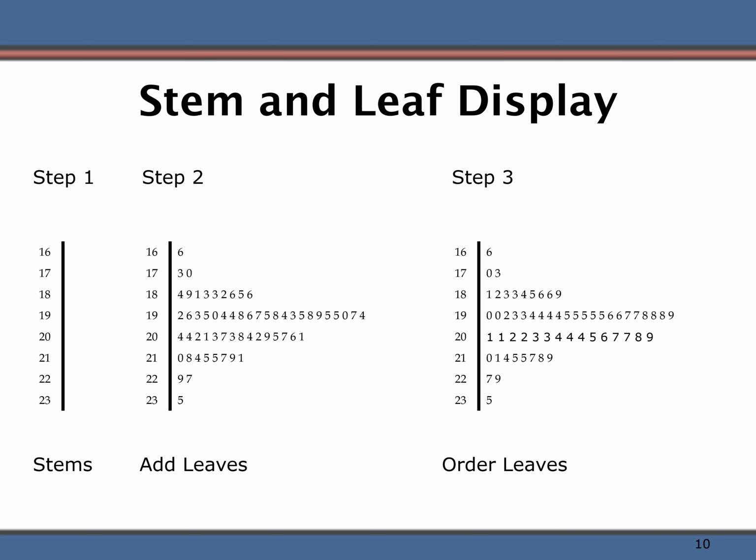We decide on the stems and write the stems vertically from smallest to largest, with a vertical line to the right. Next, we display the leaves to the right of the proper stem, and finally we arrange the leaves following each stem in increasing order.